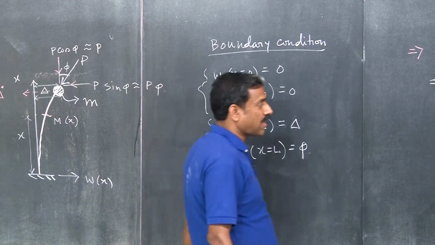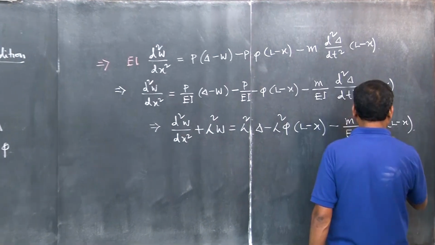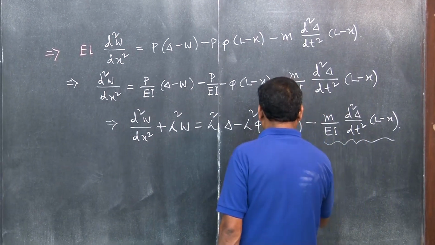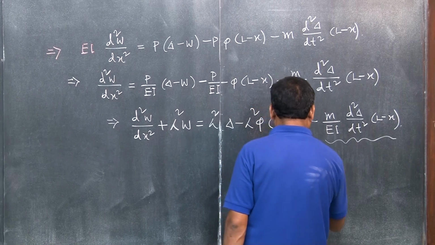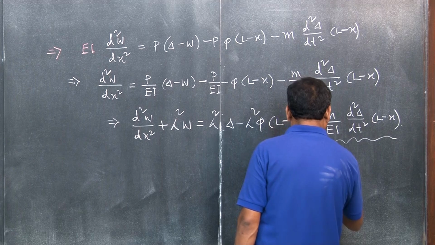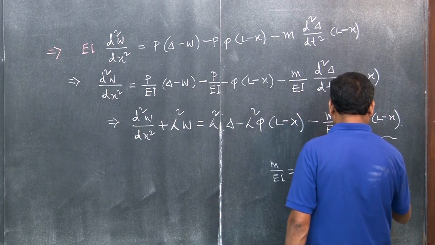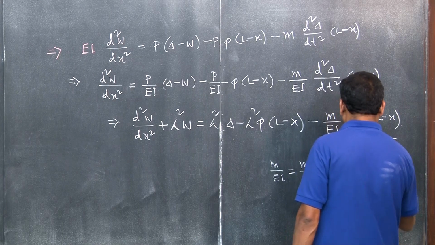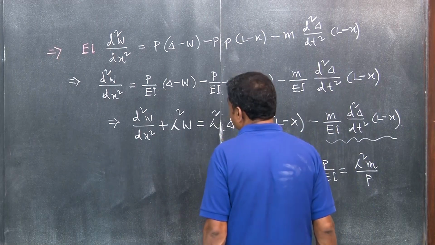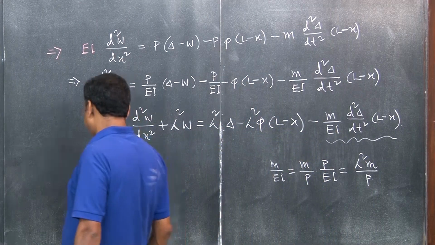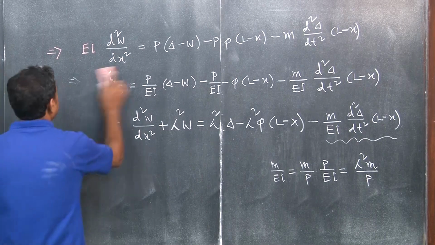Fine. You can simplify this expression a little bit. You see that m/EI is nothing but m/P and then P/EI. And P/EI is nothing but lambda square, so lambda square m/P. So, then we can write it like this. Of course, now we can write down the solution.